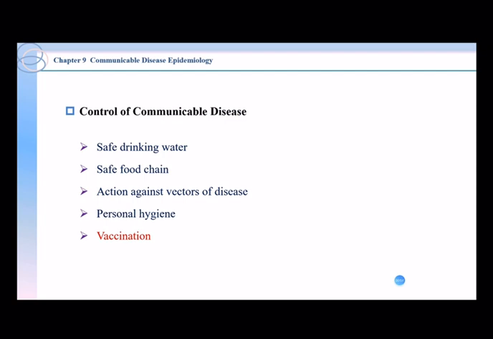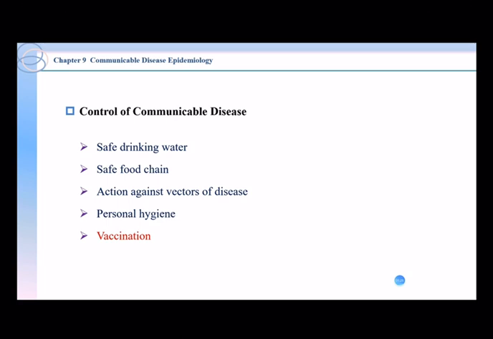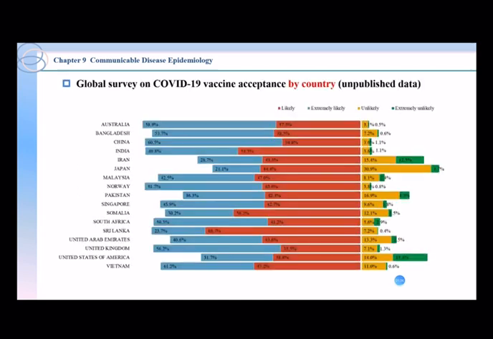Several strategies can be used to control infectious disease, including providing safe drinking water, food hygiene, and action taken against the vector of disease, to improve personal hygiene and also to improve vaccinations. According to vaccination, I think it is now the most valuable and efficient protective measure to control COVID-19 worldwide. So in the next few slides, I would like to share some of our published data.